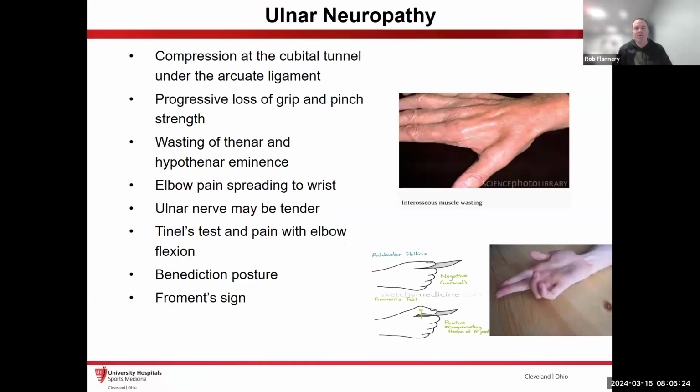So ulnar nerve entrapment, again, compression at that cubital tunnel underneath the arcuate ligament.